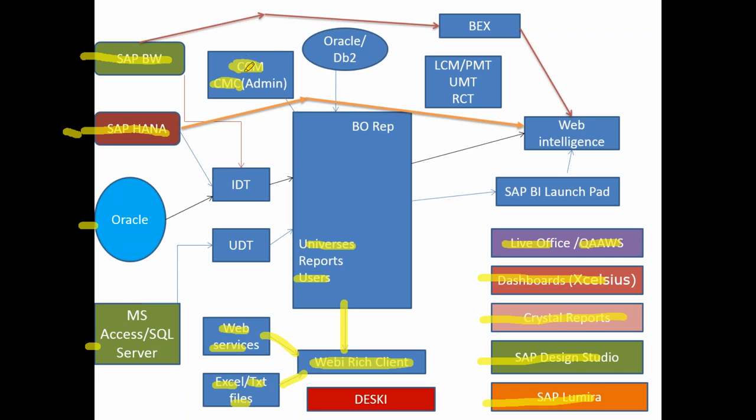And Central Configuration Manager is a tool where we are going to configure all the Business Objects servers. Okay, and how we can configure the cluster setup to maintain the load balance between the multiple servers. Okay, and also how to create users and give access to particular reports to particular users. Okay, so all that we are going to cover.